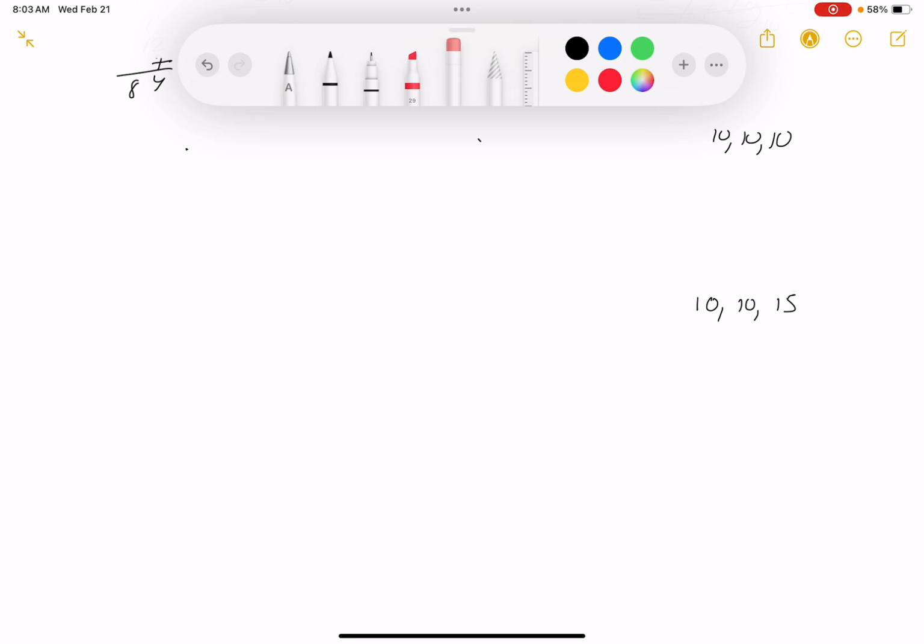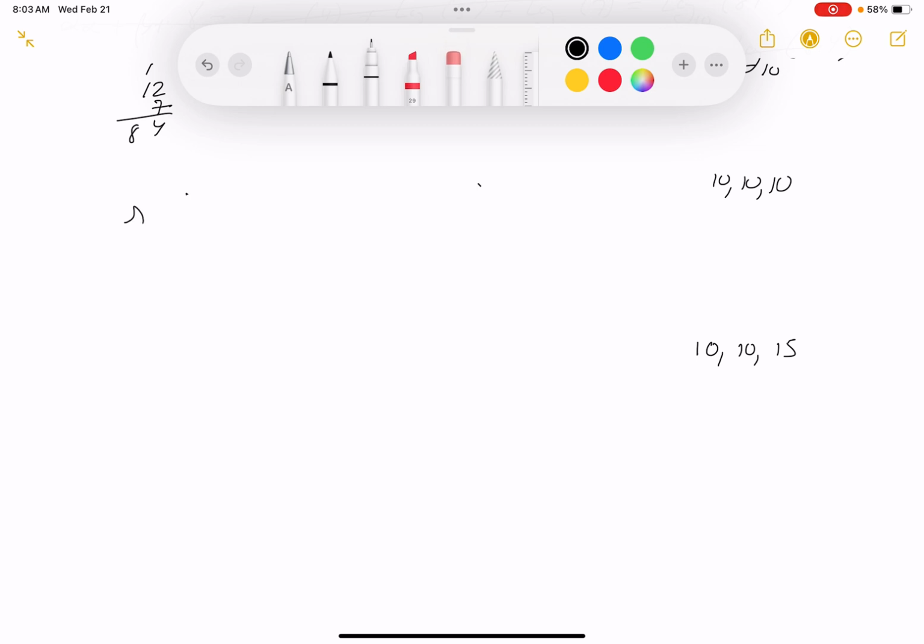All right, and what I'm going to do is use Heron's formula. Heron's formula is going to be like the semi-perimeter, which is A plus B plus C over 2. And the area is going to be the root of this semi-perimeter S, and then S minus A, S minus B, and S minus C.